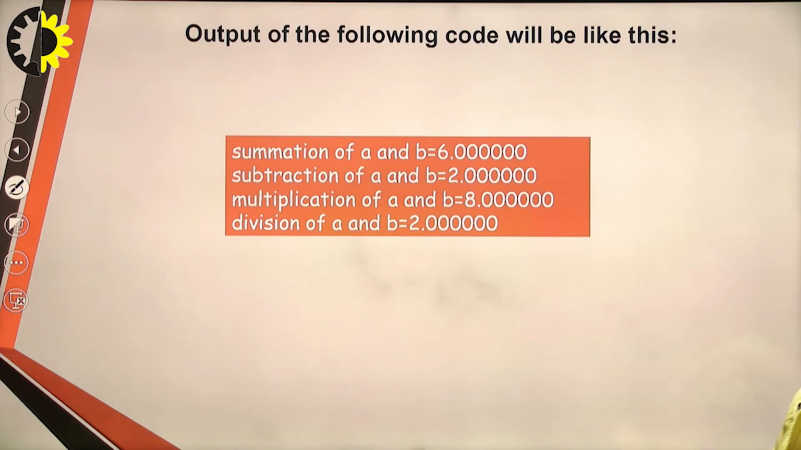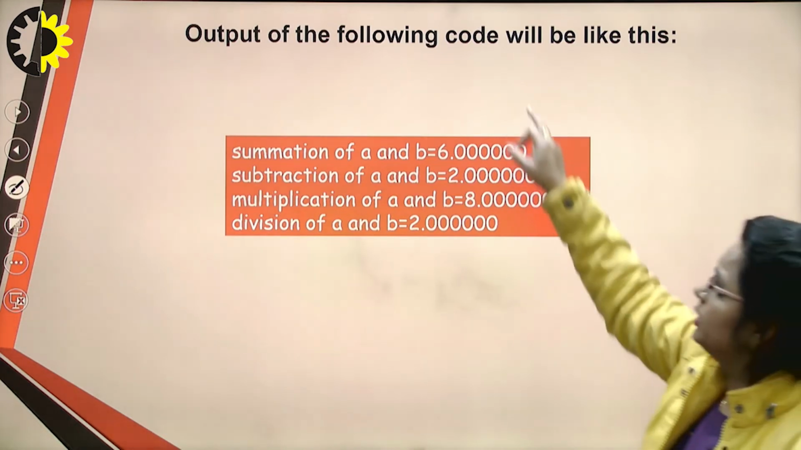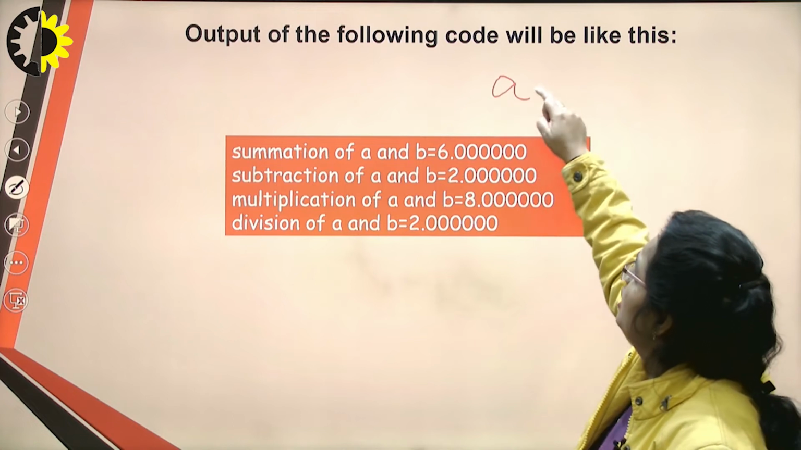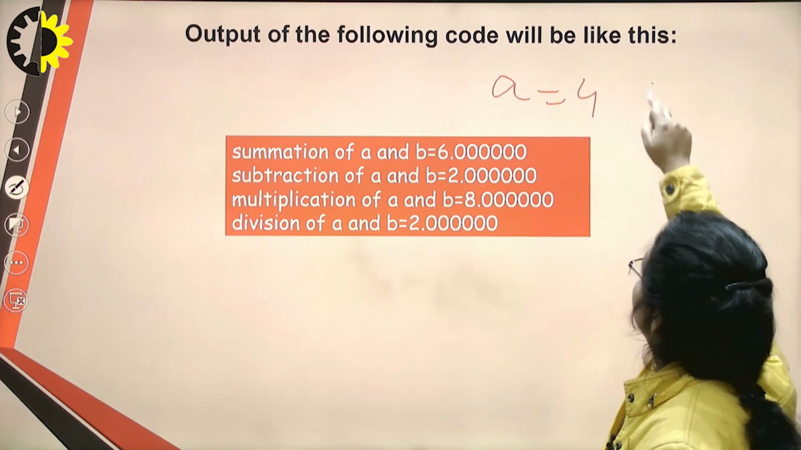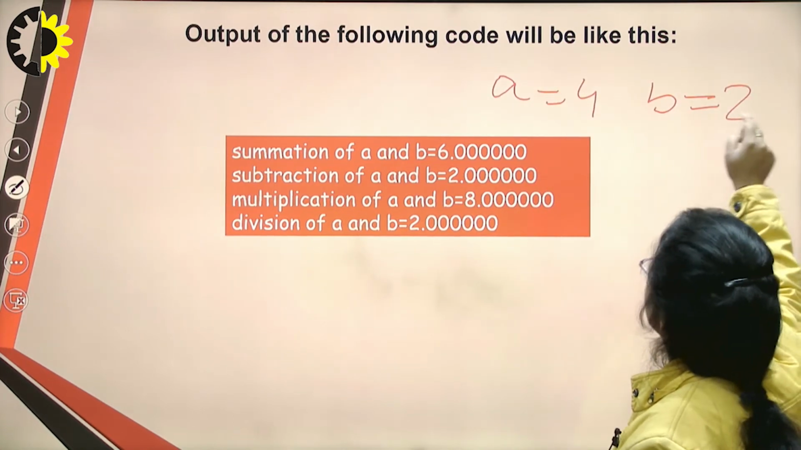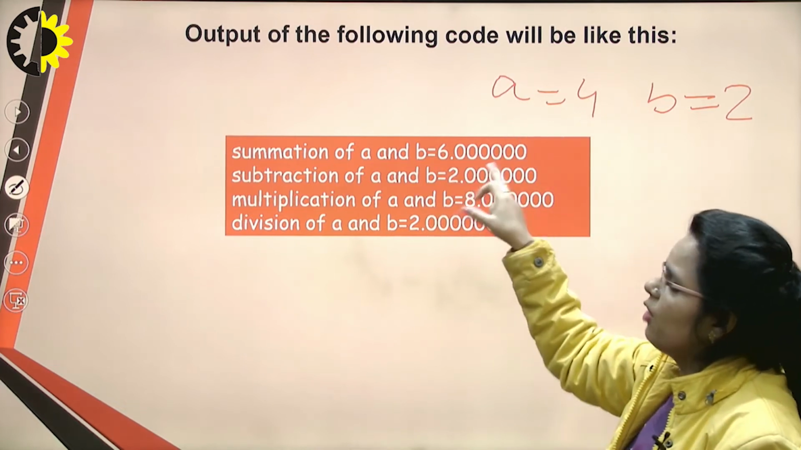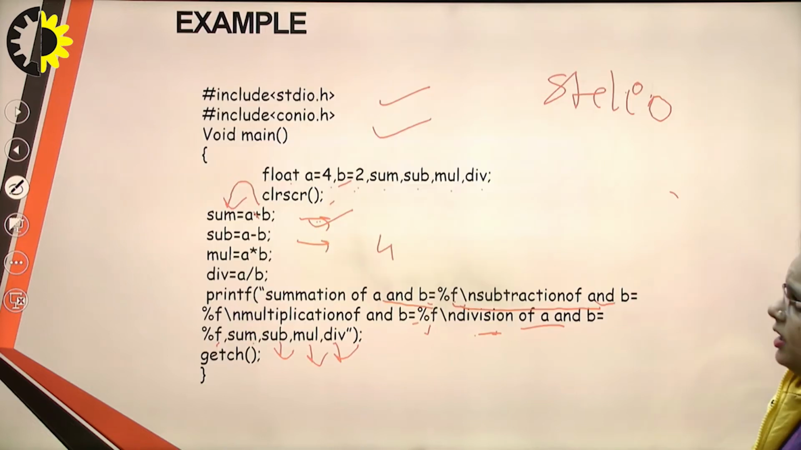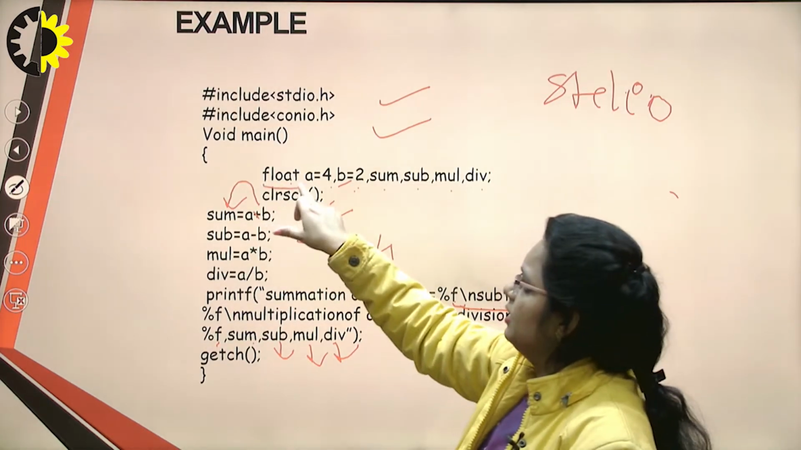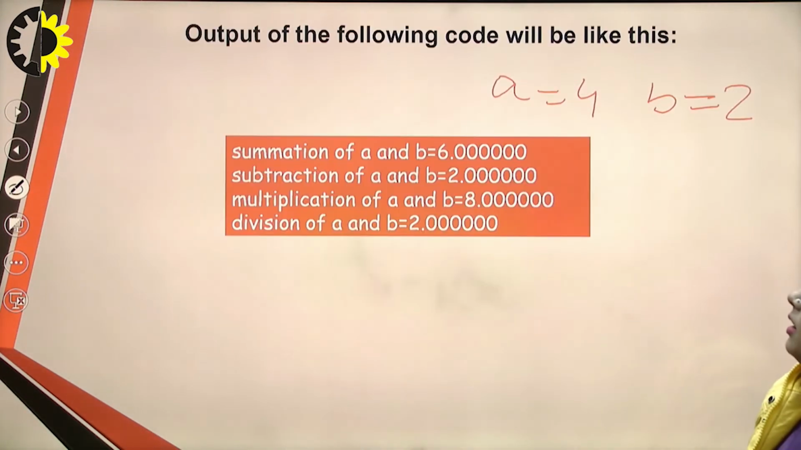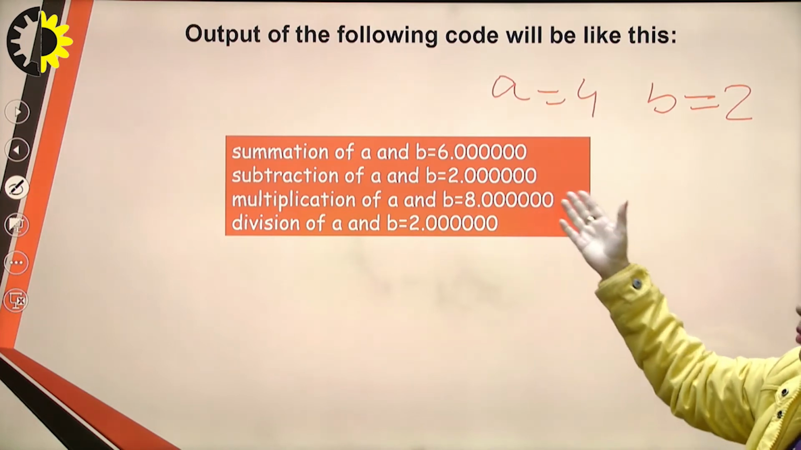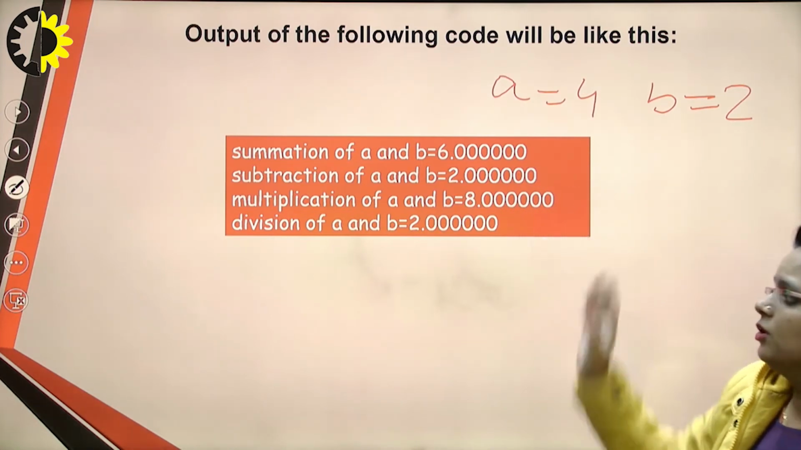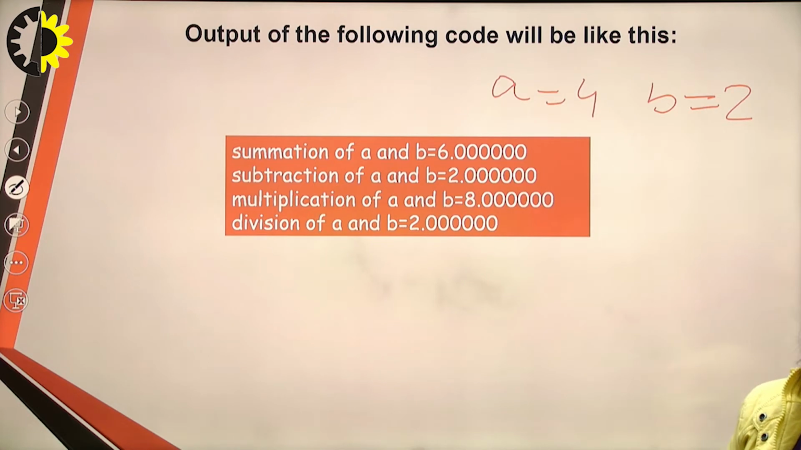And the output of the above program which we have discussed would be this, where a was 4 and b was 2. See, the output is in the form of floating values, point values, because we have taken a floating data type. So summation of a and b is 6.0, then 2.0, 8.0, and division is 2.0.